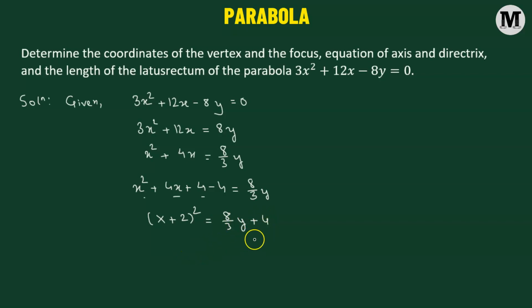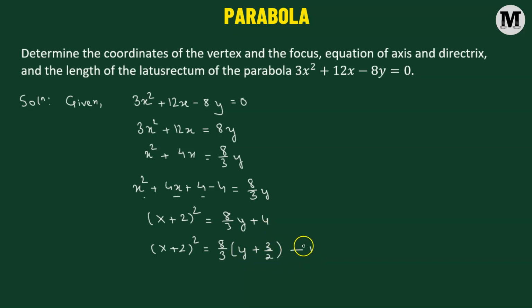Now we can rewrite the terms on the right hand side. So the left hand side will be (x plus 2) whole squared. On the right hand side, we're going to take 8 over 3 as the common factor, so as to make the coefficient of y 1. So we have y added to 3 over 2.